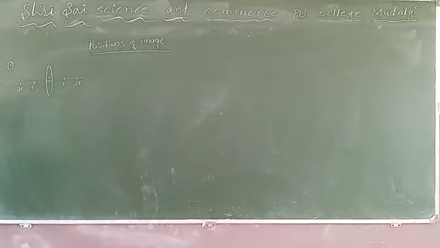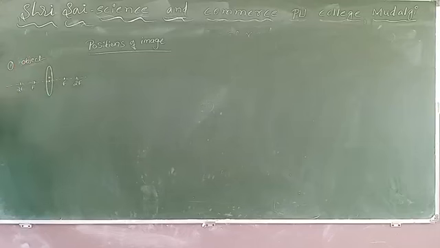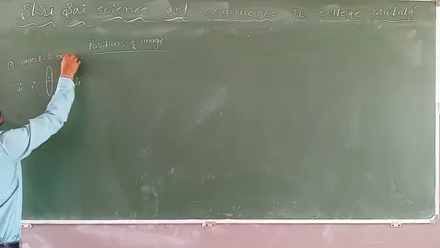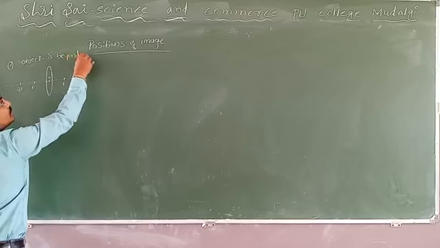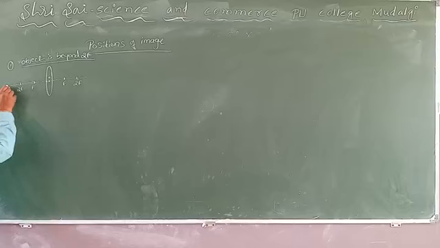Directly it will pass. This is the diagram. Now, the object, first case: I consider the object is beyond 2f, like this.